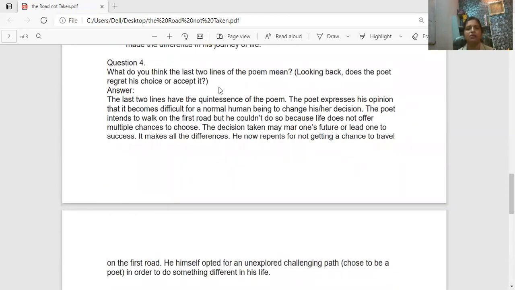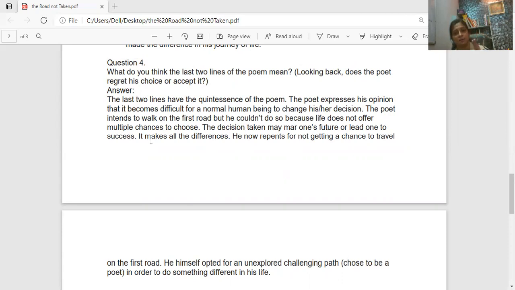What do you think the last 2 lines of the poem mean? The last 2 lines have the quintessence of the poem, okay? The main thought, the main summary of the poem. The poet expresses his opinion and it becomes difficult for a normal human being to change his or her decision once taken. The poet intends to walk on the first road, but he couldn't do so because life doesn't offer multiple chances to choose. The decision taken may mar one's future or lead one to success.